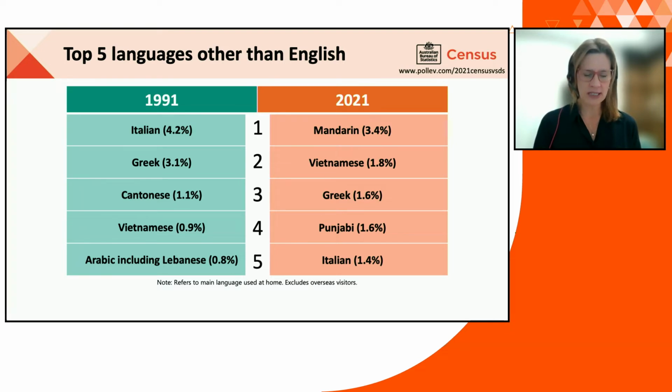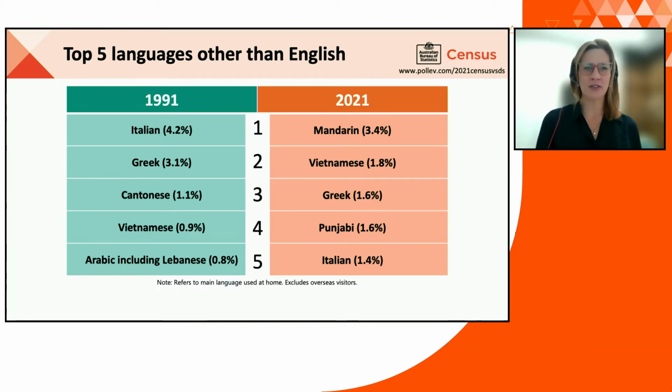Fast forward 30 years and the percentage speaking only English at home has dropped to 67%, and there's quite a different makeup of the languages used by people at home. Mandarin is now the most common language used at home other than English among Victorians. Vietnamese has jumped up, Greek has dropped, and Punjabi has entered, as you would expect given that the most common country of birth is India. The Italians dropped from 4.2% in 1991 right down to 1.4% in 2021.